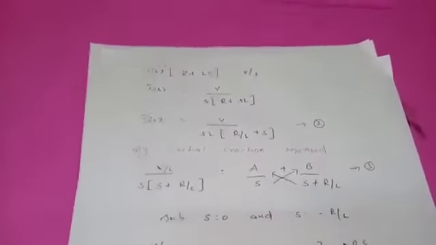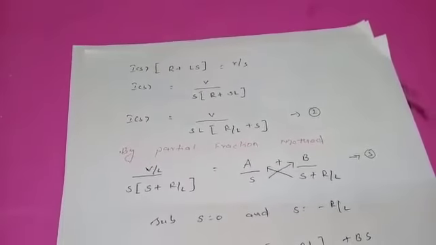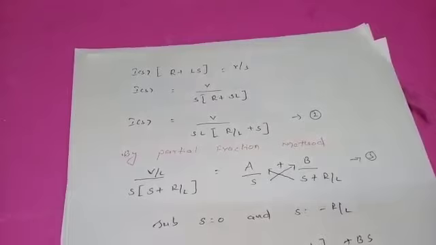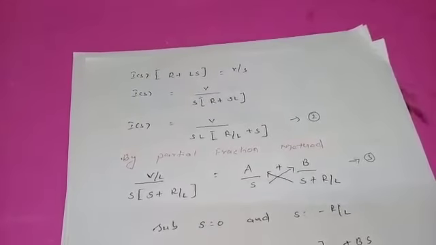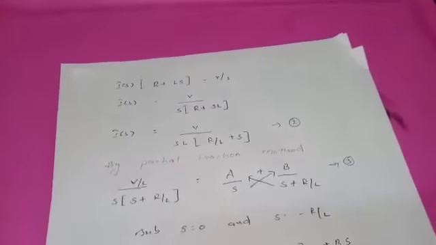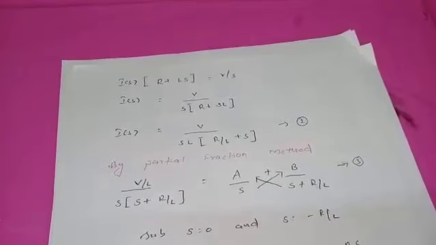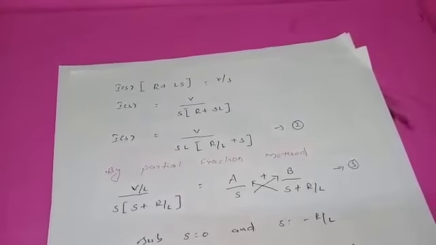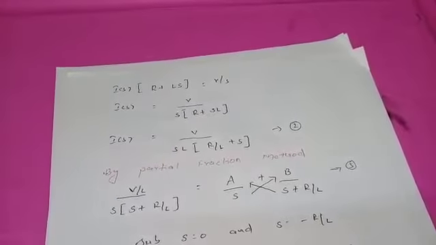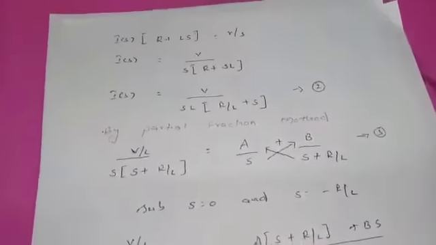L goes to the numerator. By applying the partial fraction method, we take the first term as A and the second term as B. So V by L divided by S into S plus R by L is equal to A by S plus B divided by S plus R by L. This is the third equation.